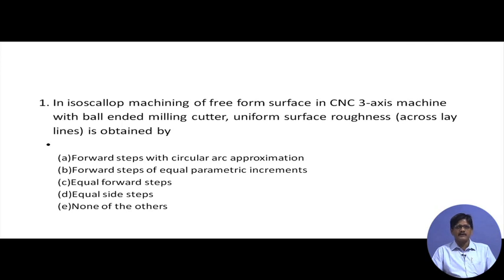D suggests that you will get uniform surface roughness if you give equal side steps. This is incorrect. We have gone through quite a lot of calculations to understand how side steps can be found out in order to give uniform scallop height. So, equal side steps will not necessarily give us uniform surface roughness. So, none of the others must be correct here.